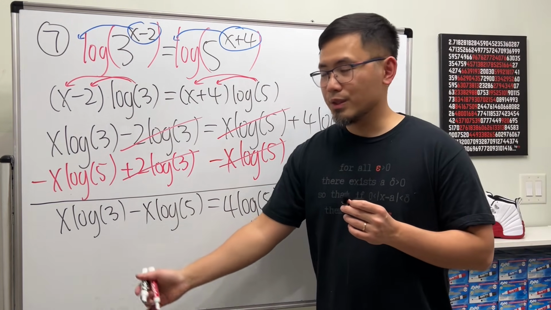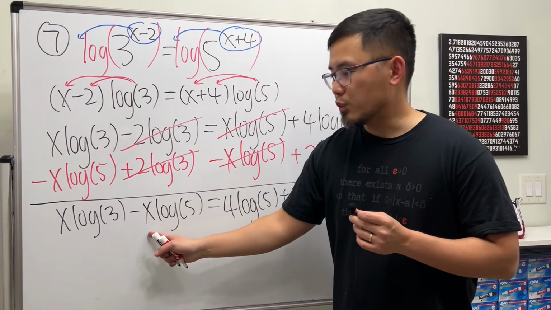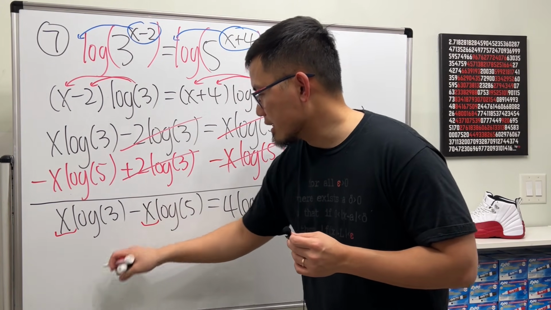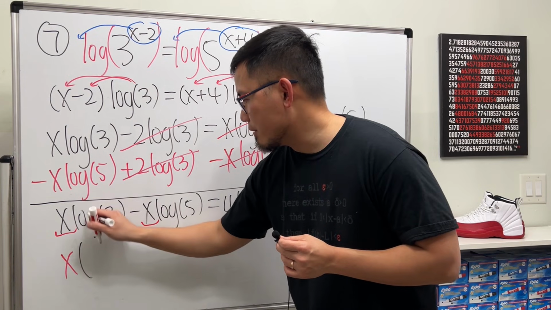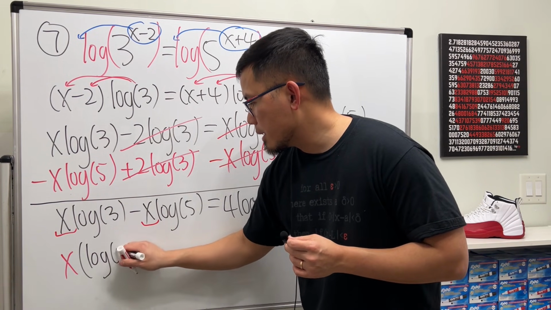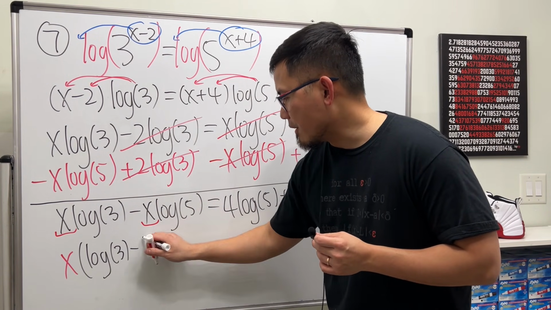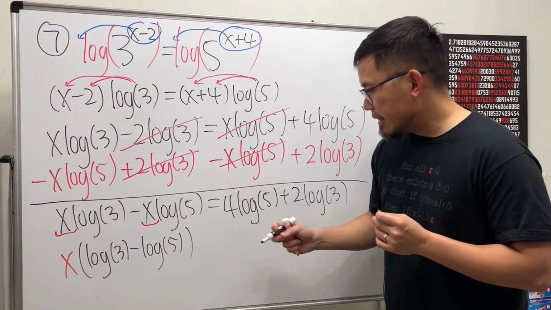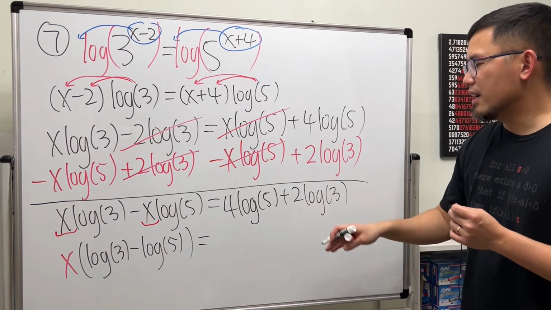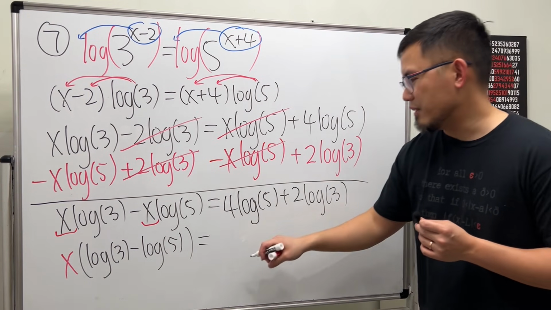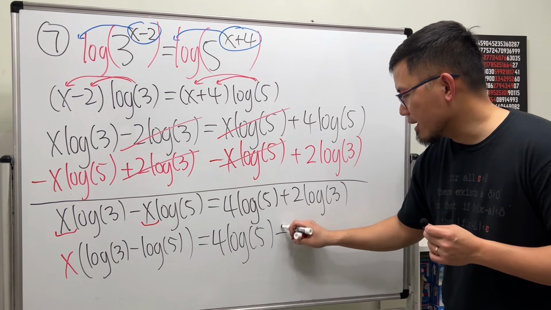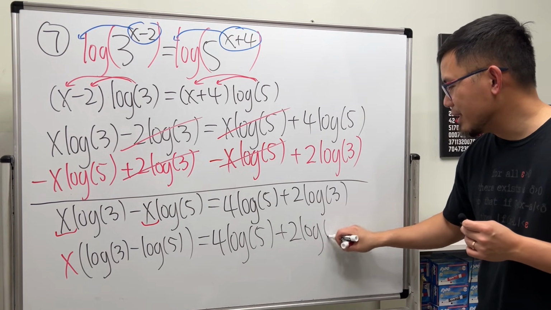What can we do next? Well, this has x, likewise that has x. We can factor that out. So I'm going to factor out the x. And then we will have log of 3 minus log of 5, like this. And then that will be equal to the right hand side. I'm not going to do anything with it, just leave it. 4 log of 5 plus 2 log of 3.